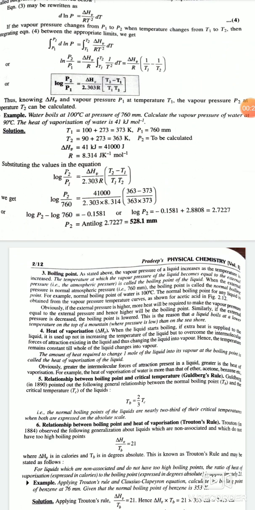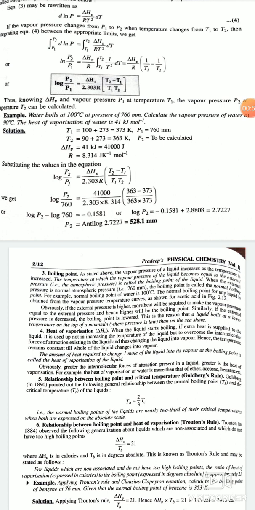As stated above, the vapor pressure of a liquid increases as the temperature is increased. The temperature at which the vapor pressure of the liquid becomes equal to the external pressure, that is the atmospheric pressure, is called the boiling point of the liquid. When the atmospheric pressure is normal, that is 760 mm, the boiling point is called the normal boiling point. For example, the normal boiling point of water is 100 degrees Celsius.